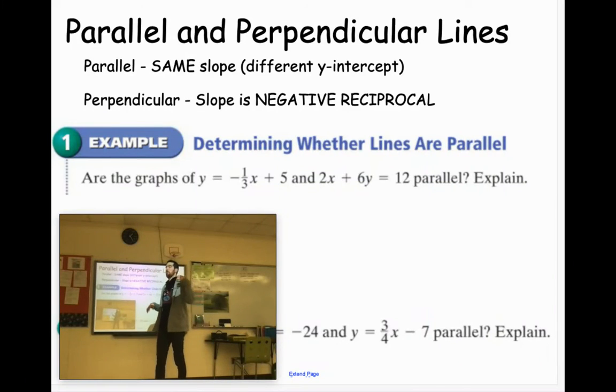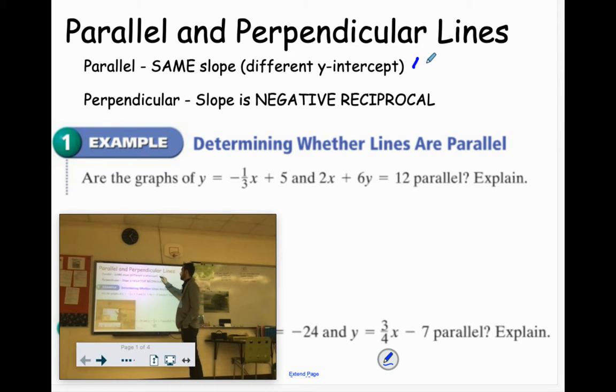Today we're getting into parallel and perpendicular lines. Parallel lines have the same exact slope, but a different y-intercept, so they never cross each other. So it could look something like this. There we go. So they have the exact same rise over run.